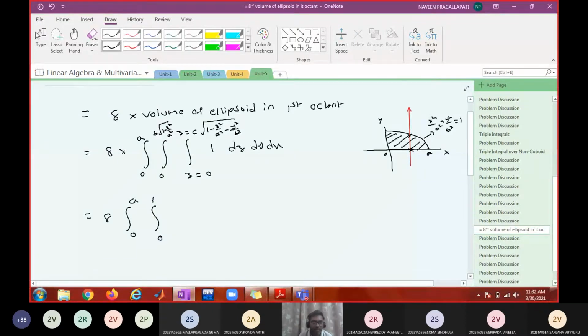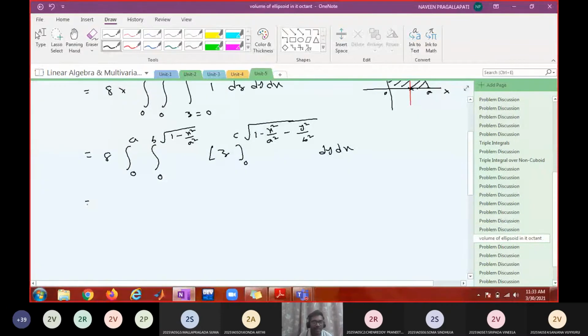So 0 to b into root of 1 minus x square by a square. Okay. So when I integrate 1 with respect to z, what do you get? Integration of 1 is z, the limits from 0 to c into root of 1 minus x square by a square minus y square by b square dy dx. Am I right?